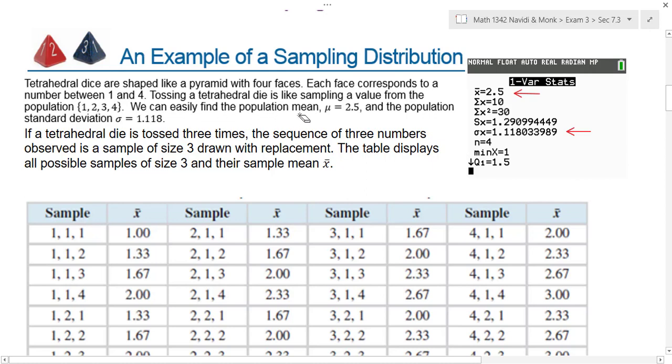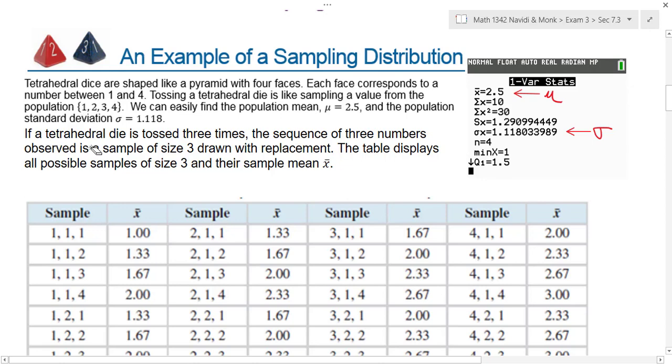We can easily find the population mean. What I did in my calculator over here was I took these 4 numbers, 1 through 4, I did the one variable statistical analysis on those 4 numbers, 1, 2, 3, and 4, and I calculated the mean for the population. Now this is a population mean, so I just used the Greek letter mu to denote the population mean. This is the population standard deviation for the tetrahedral die. I get 1.118. That's the standard deviation for this population of 4. This would be the mean and the standard deviation then for this population.